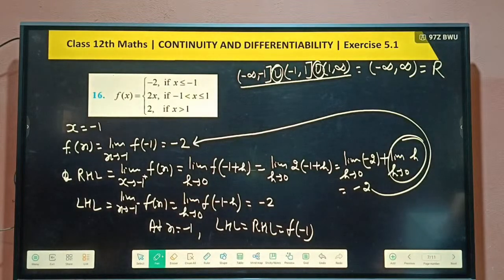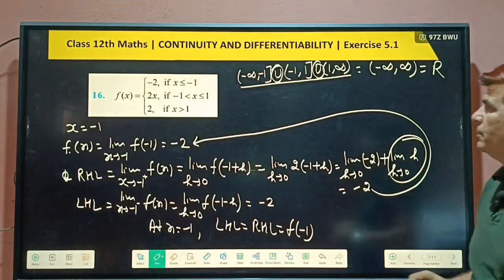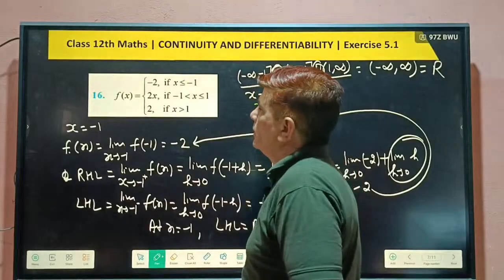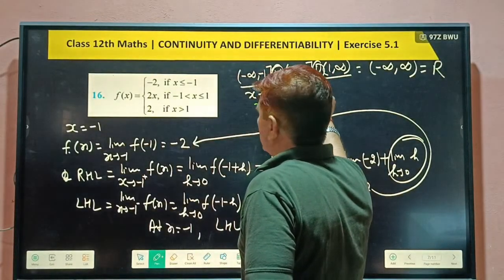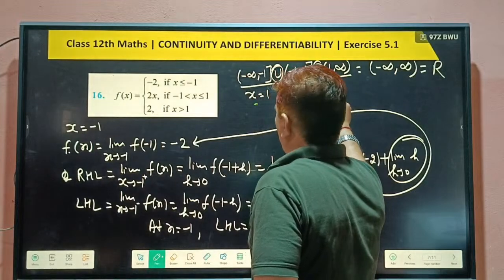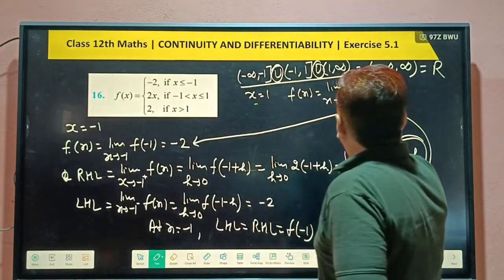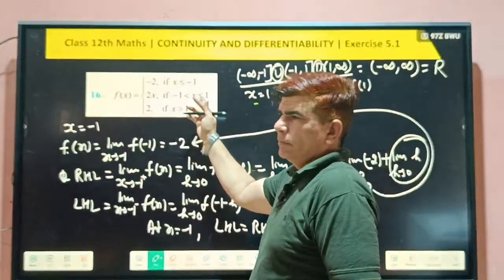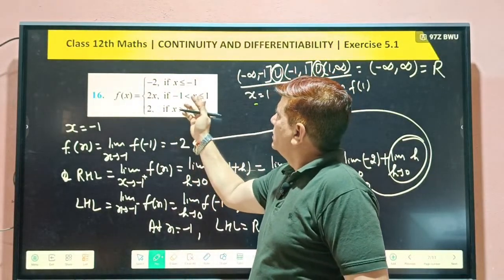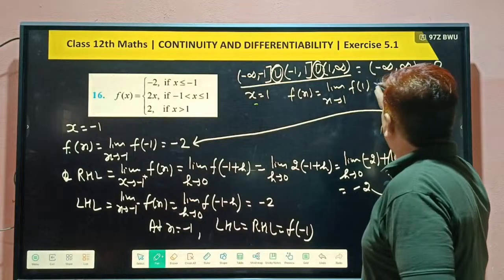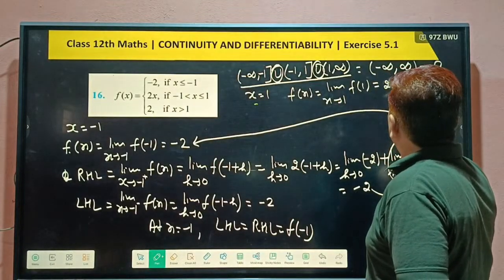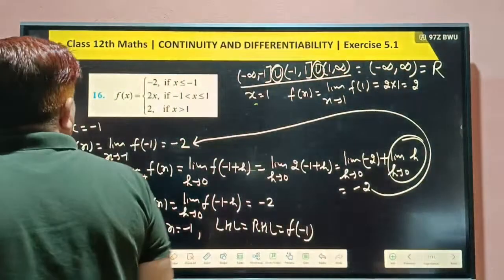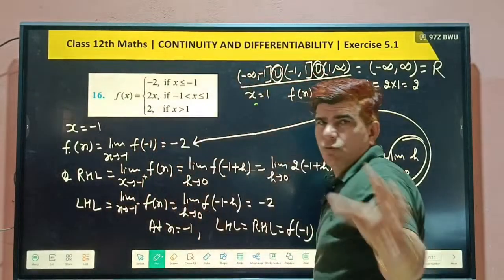Now where will we check? At x equal to 1. Again find out: f of x is equal to the limit as x tends to 1 of f of 1. F of 1 means 2 into 1, which is 2. First we will find out RHL.